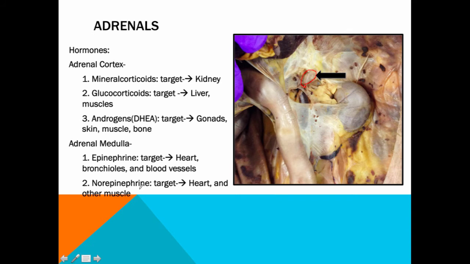So know which hormones are associated with the adrenal cortex versus the medulla. Mineralocorticoids, glucocorticoids, and androgens are within the adrenal cortex. And then the adrenal medulla has epinephrine and norepinephrine. So this is important to know.